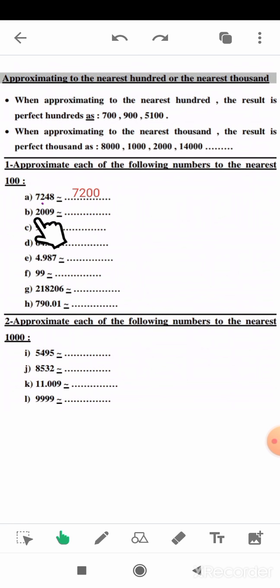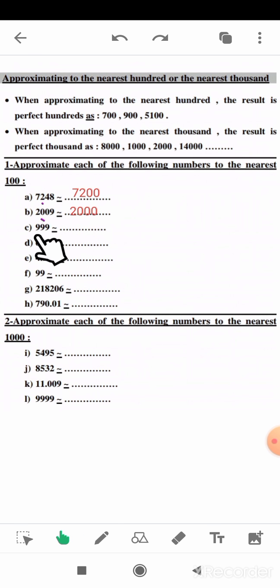I have here 2009 and want to approximate it to the nearest 100, so units, tens, hundreds. I want 2 0 here. I will look at the tens number. It's 0, so it approximates to 0, so it will be 2000.